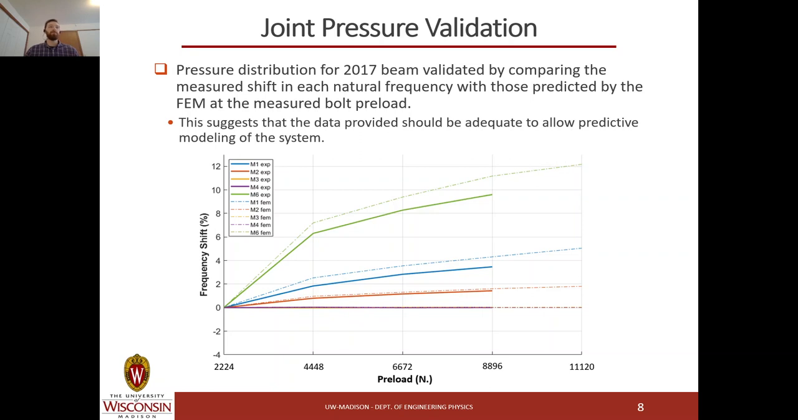The other interesting thing here is that you can pick out the nonlinear modes just by checking out the frequency shift with preload. For modes 3 and 4, we see basically no shift down here. Those are modes that we knew to be linear. For modes 1 and 2, the nonlinear modes that we're interested in this work, and for mode 6, which we also knew to be nonlinear, we see a pretty significant shift as the preload increases in the experiment and the finite element model.